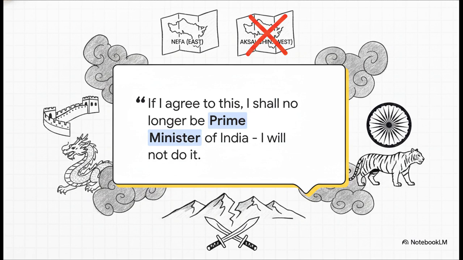He essentially offered a compromise: swap the disputed eastern sector for the western sector, Aksai Chin. Prime Minister Nehru flatly rejected the proposal with this defining quote: "If I agree to this, I shall no longer be Prime Minister of India. I will not do it." And with that, the political breakdown was complete. Both sides started preparing for something much, much darker.